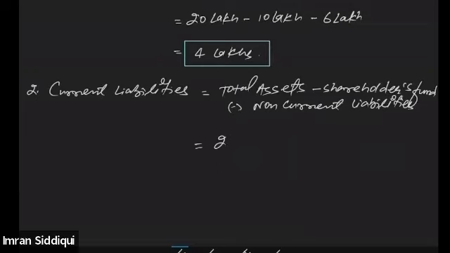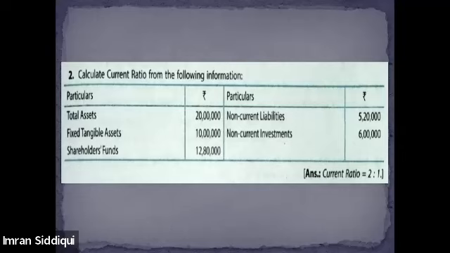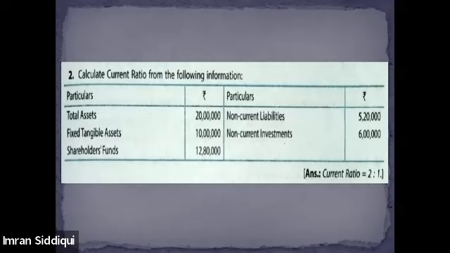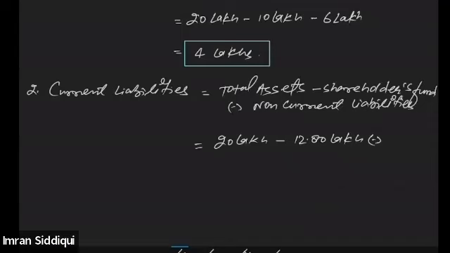So total asset is 20 lakh, given in the question. Shareholders fund is also given as 1.80 lakh. And we'll subtract the amount of non-current liability, which is given as 5.2. Understood? And after making the calculation, we'll get 2 lakhs.